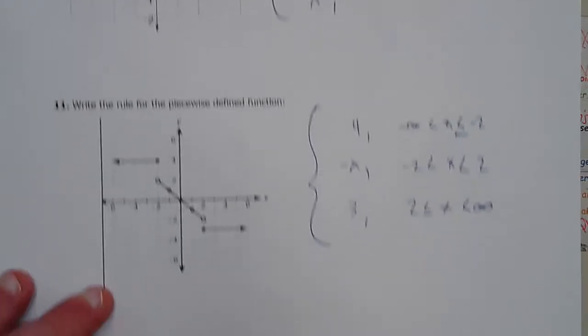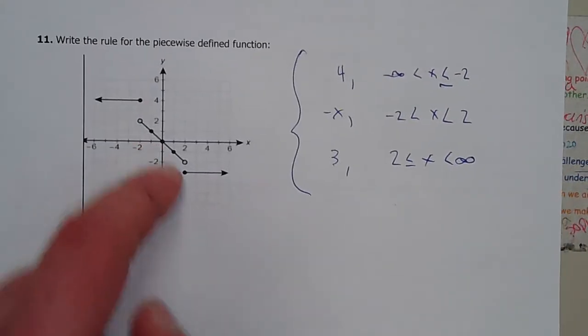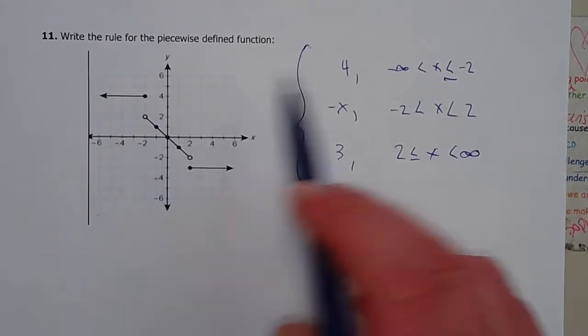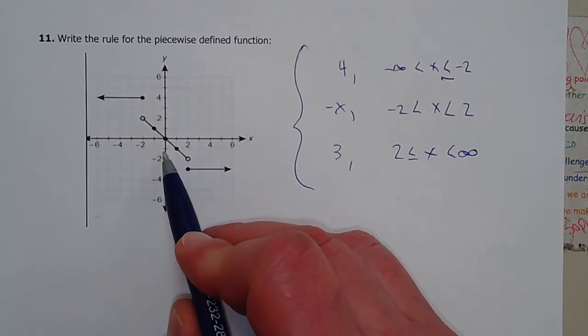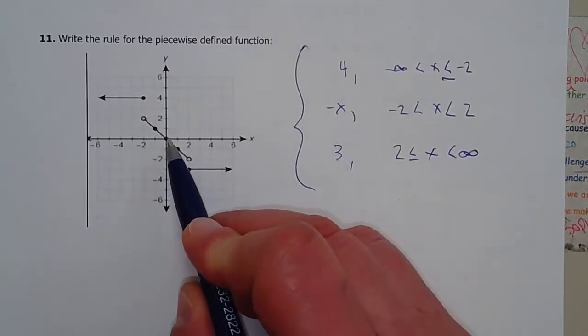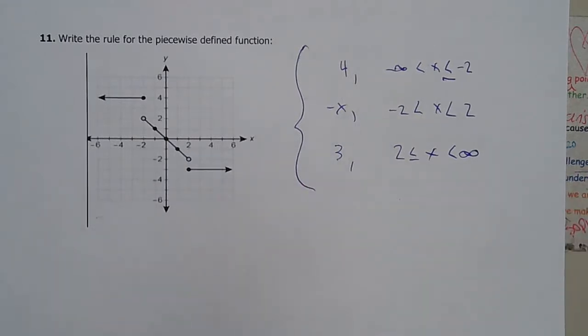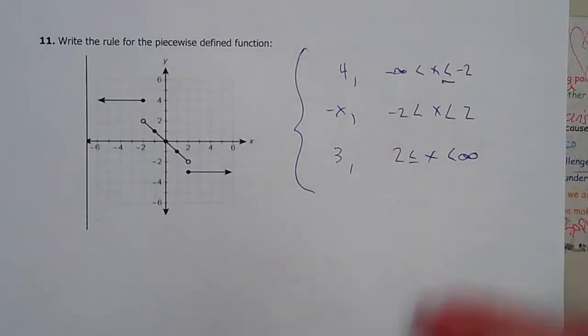More of the same on the one below it. This one you have 2 constants and a linear. So this constant is at 4 and this constant's at 3. And this linear function has a slope of negative 1. But it also crosses at 0, so it's like plus 0 for the y-intercept. And then for each one, just look at the domains.